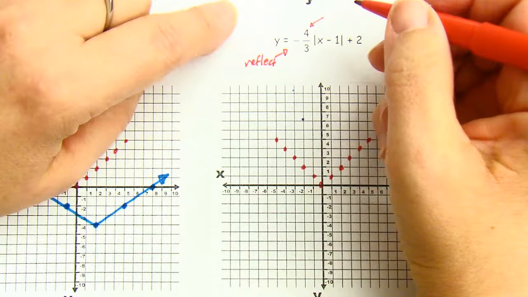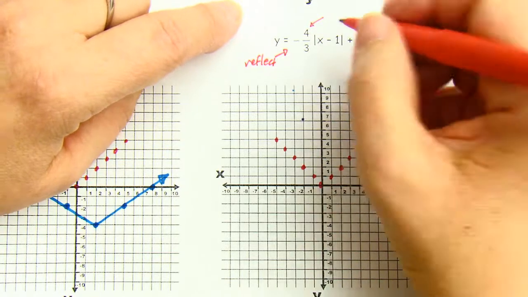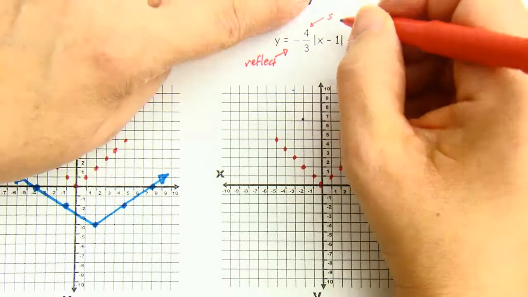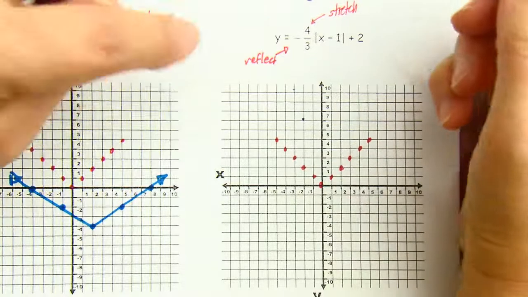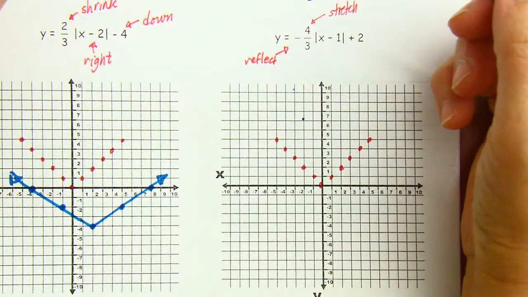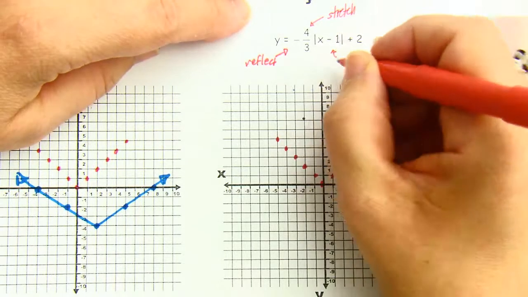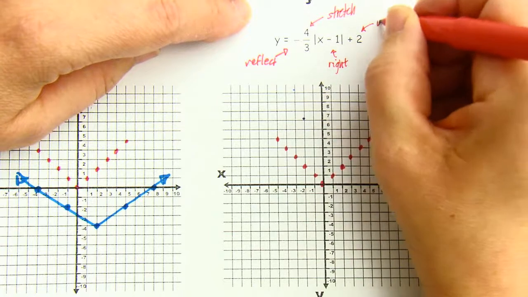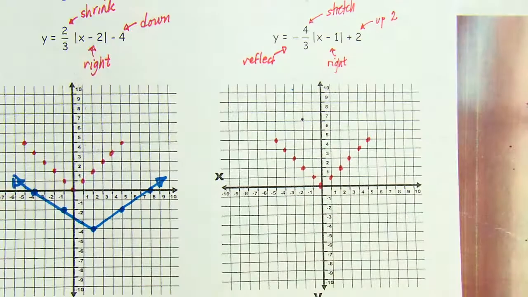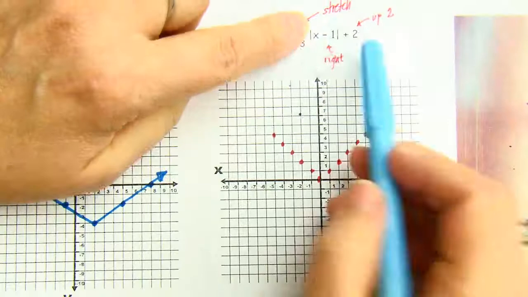4/3. 4/3. There's my improper fraction. That is not a shrink. That's a stretch because that's a number bigger than 1, right? That's 1 1/3. Okay, so be careful with fractions that are improper. You think it's a shrink, but it's really a stretch. This -1 on the inside means move to the right 1. And this +2 means move up 2. Okay, now remember, you're moving that vertex, that 0, 0 point, with these.